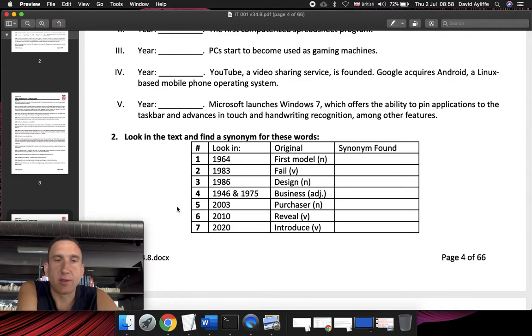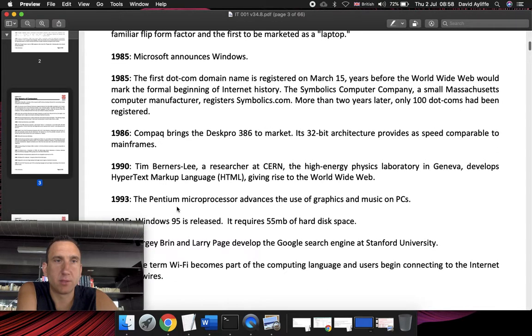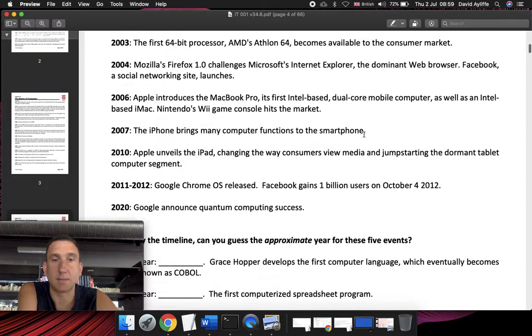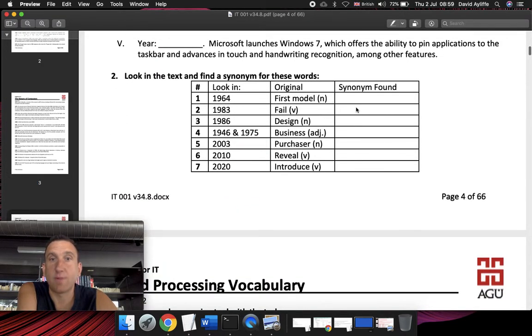1983, to fail. Somewhere in here, there's a word that means fail. Apple's Lisa, the first personal computer with a GUI. It also features a drop-down menu and icons. It flops. So here flops means it fails. To flop, to fail are the same thing.